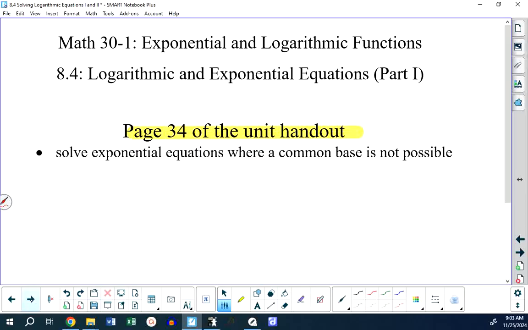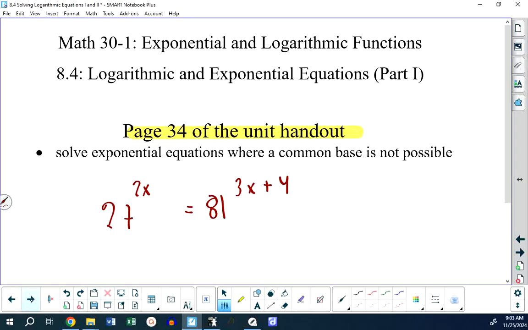So what we're doing today is we're looking at solving exponential equations where a common base is not possible. I will remind you that if I gave you something like 27 to the 2x equals 81 to the 3x plus 4, you know how to solve that equation because you can use a common base.